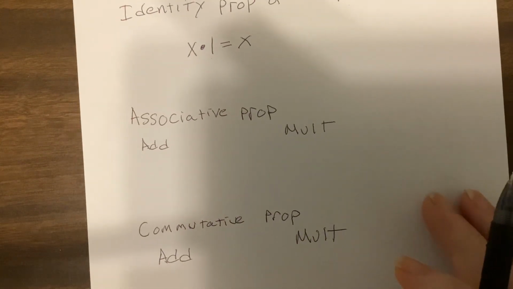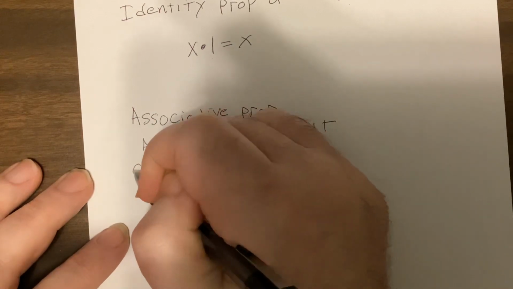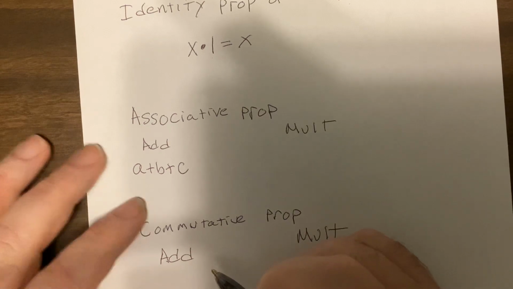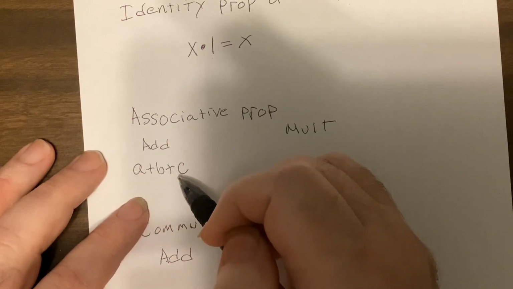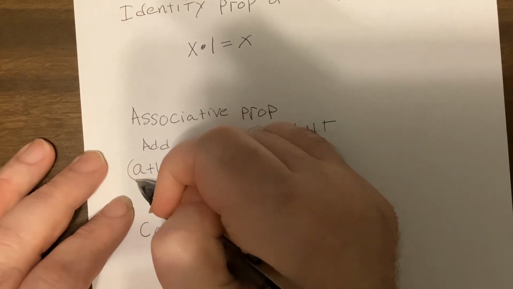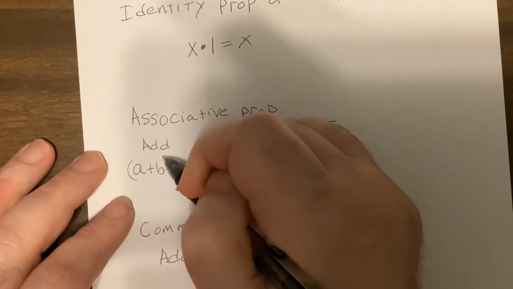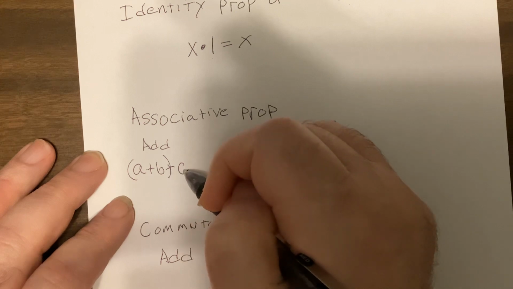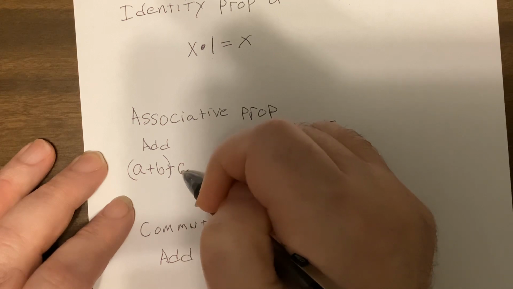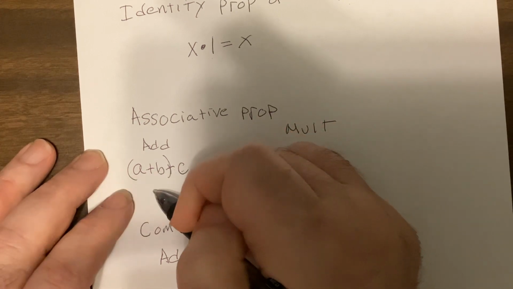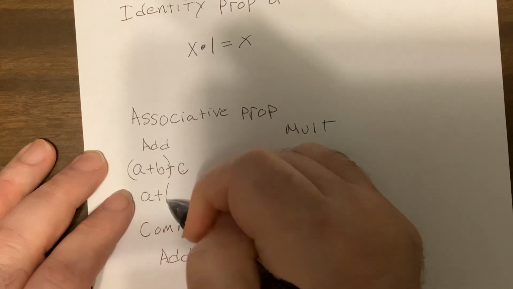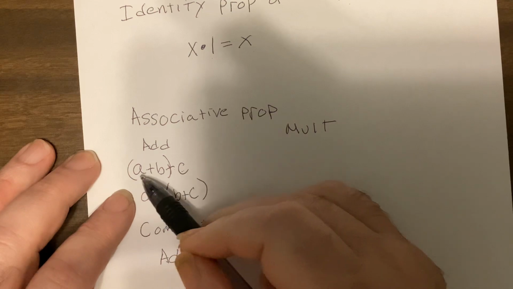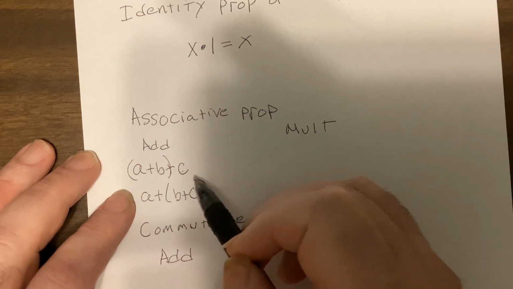Now the associative property says you have terms being added. You're doing some math, and you change the grouping. Here I have the first two terms grouped together, then I'm adding the last term. To do the associative property, I would change it to the grouping of the last terms. Do you see that the groupings change but nothing else?